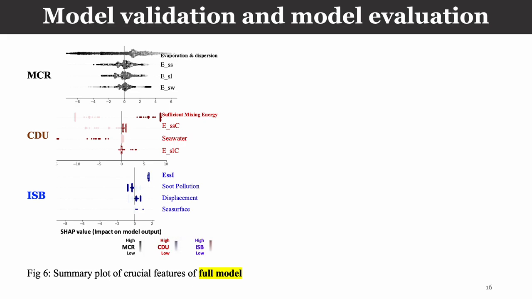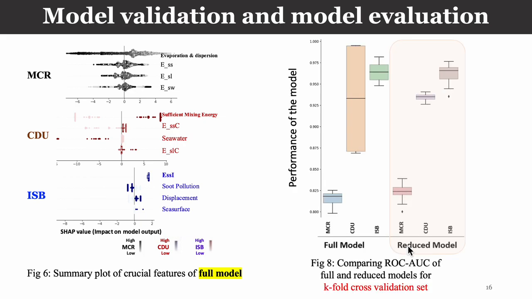From the summary plot, we know which feature variables are crucial for which particular response technology. For example, evaporation and dispersion of oil is critical to select mechanical containment and recovery type of response technology. The performance of the full and reduced model is compared in this particular box plot for k-fold cross-validation set.